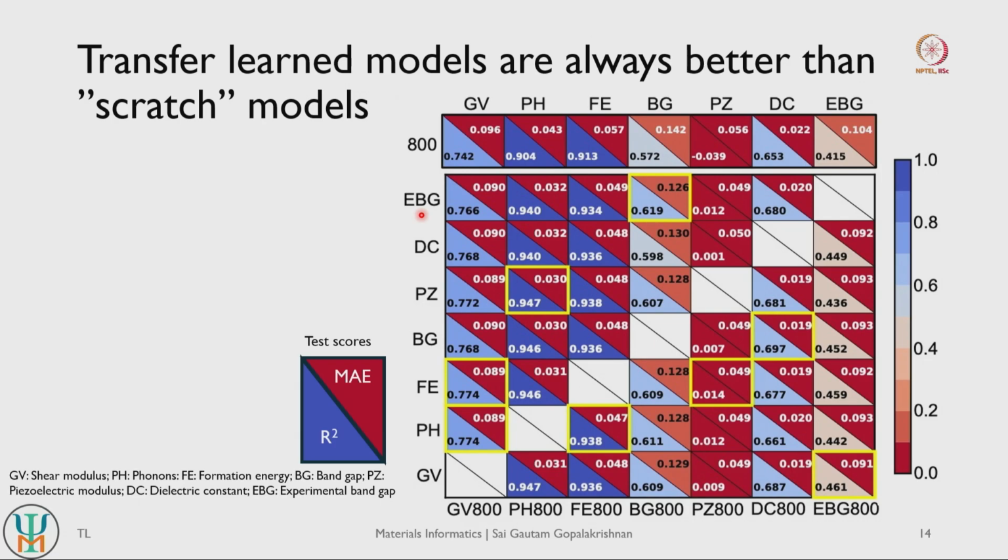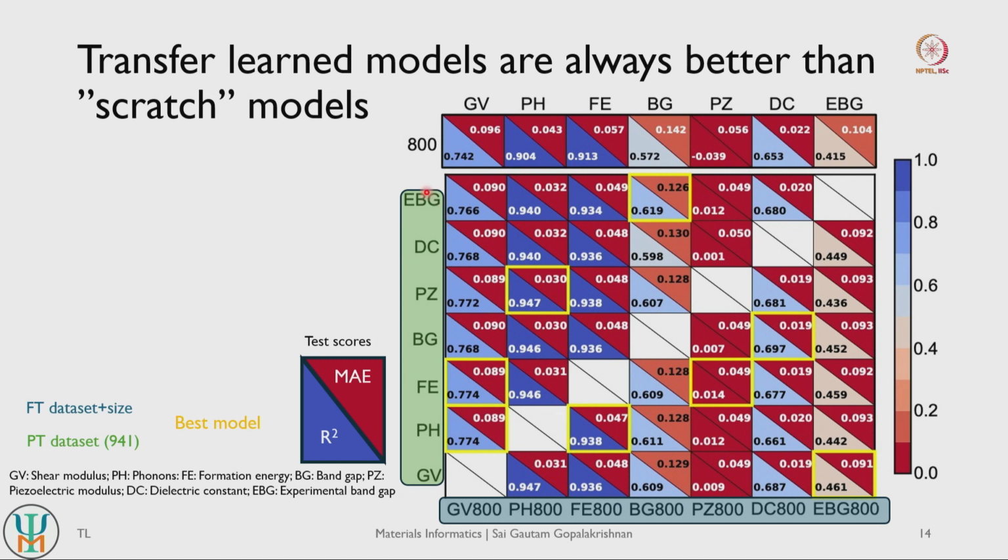I know this is a busy slide, so let me expand some of the notations here. The y-axis for this lower square plot indicates your pre-training data set. So along this row all the models have been pre-trained on experimental band gap, along this row all the models have been pre-trained on dielectric constants, and so on. And for pre-training we use the same number of data points. We used 941 data points total for pre-training. So for pre-training we use the entire 941 data points, we do not have to split into training and test sets.